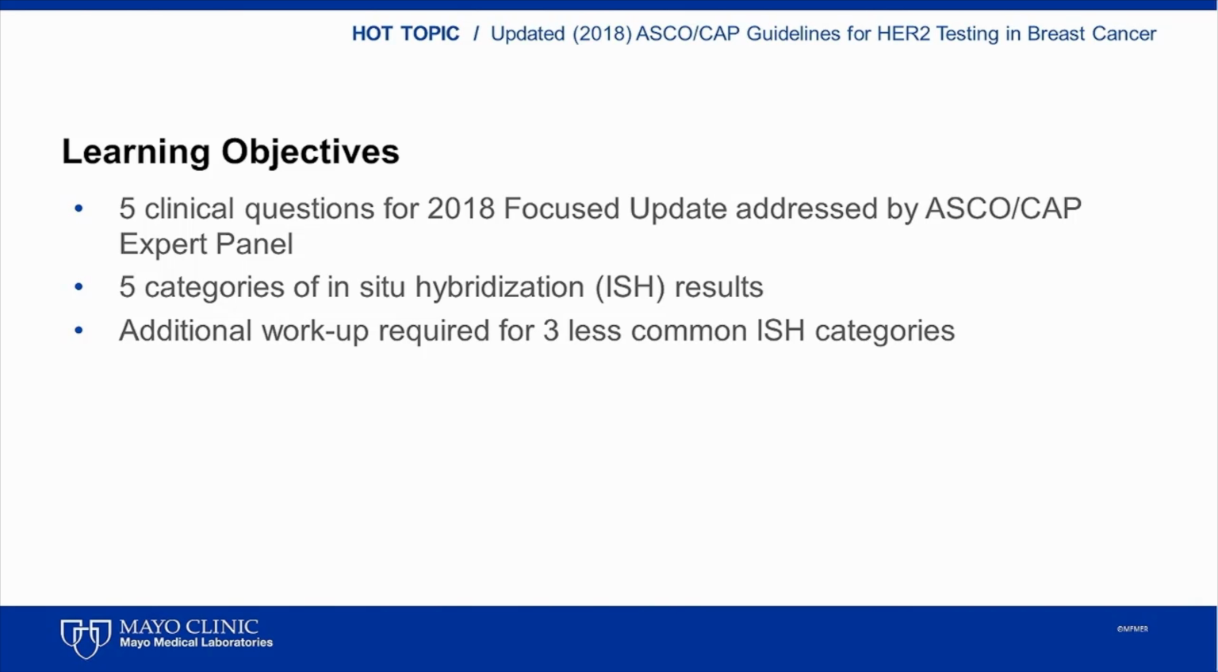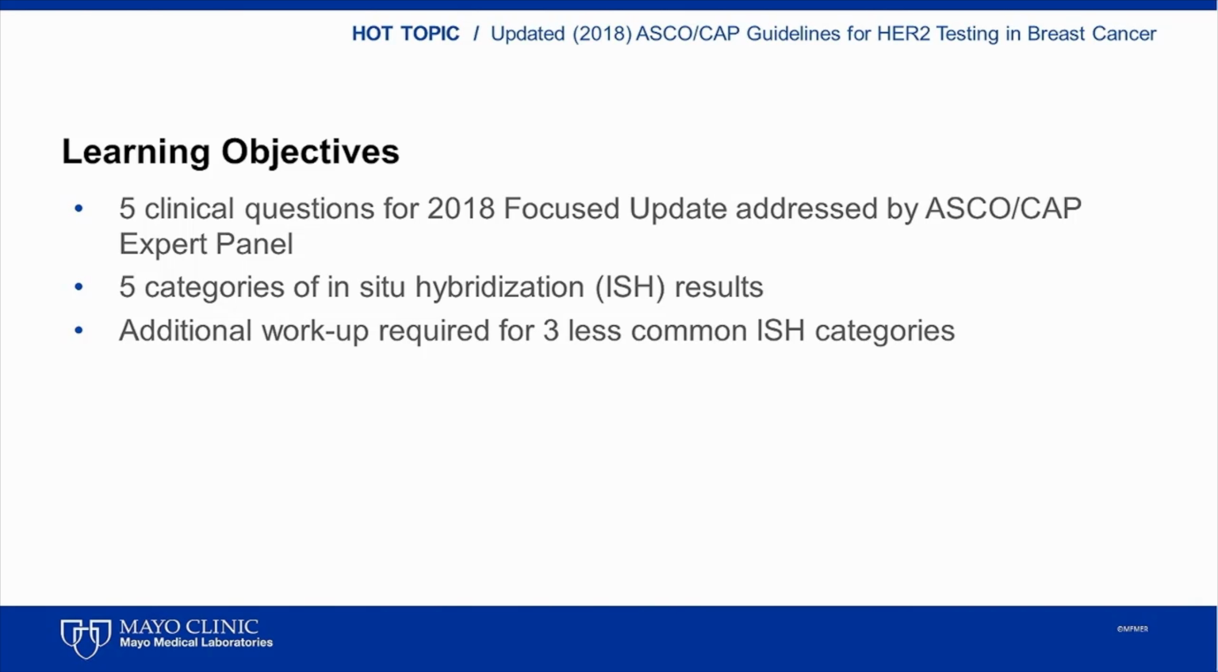HER2 is a gene that is amplified and its protein is overexpressed in approximately 15 to 20% of breast cancers. Cancers that overexpress HER2 can be treated with monoclonal antibodies that target the HER2 protein on the surface of breast cancer cells. Trastuzumab, also known by the trade name Herceptin, was the first drug approved by the FDA in 1998 for treating HER2-positive metastatic breast cancer.